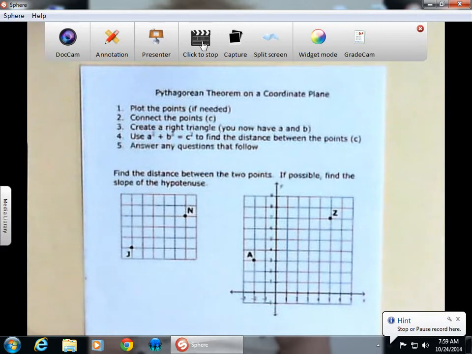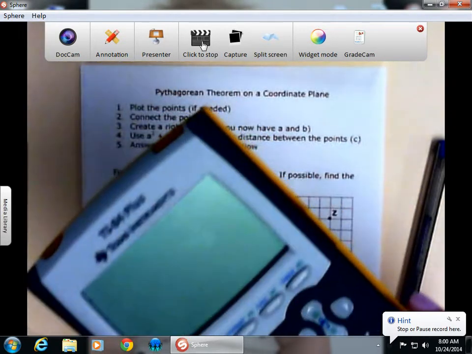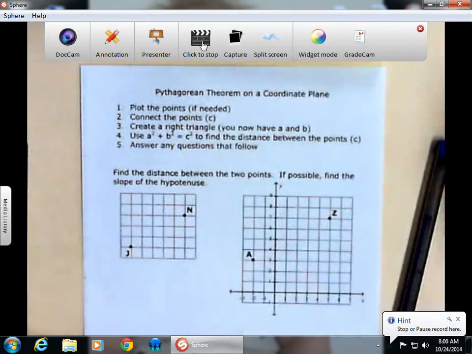Welcome, Knights. We are doing the Pythagorean theorem on the coordinate plane. You will need a highlighter, at least one other writing utensil, and a calculator. It does not have to be the graphing calculator, but it does need to be a calculator that you can do a square root with.